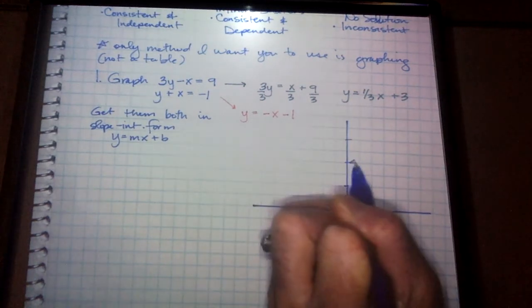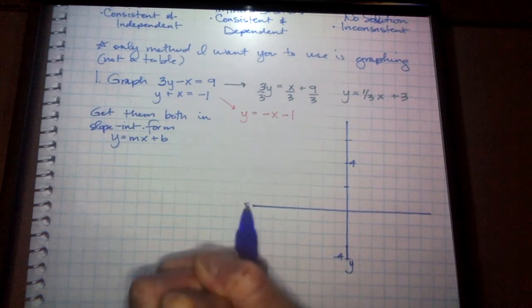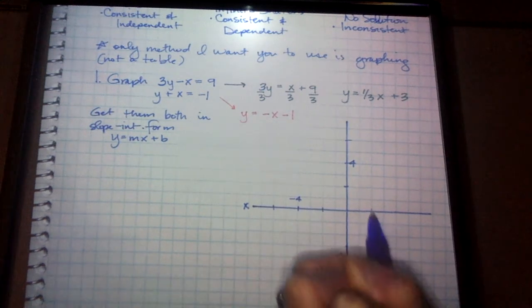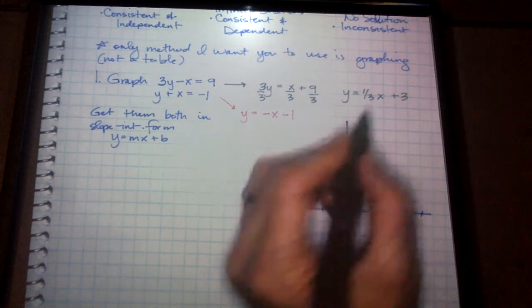So here's positive 4. Here's negative 4. This is the y-axis. Here's x. There's negative 4, negative 2, negative 6, 2, 4, 6. So I'm going to color code them. I'm going to graph the one in black first.